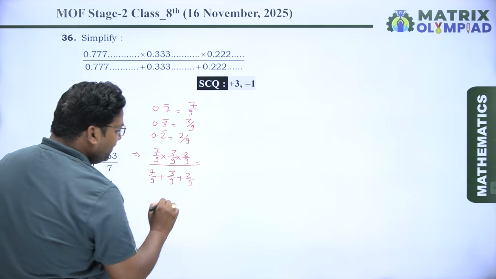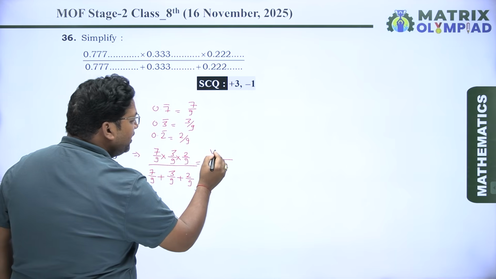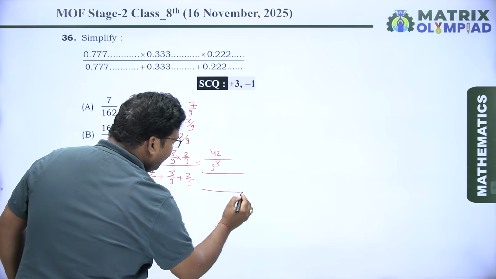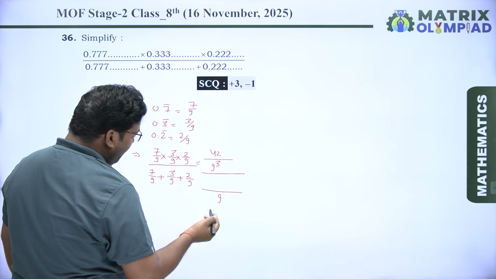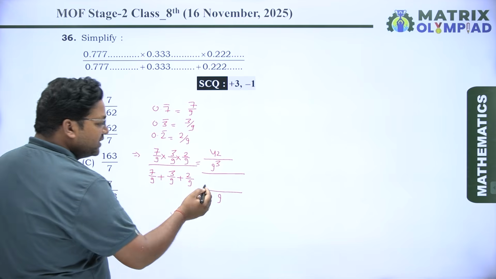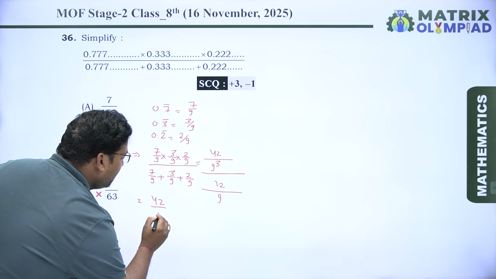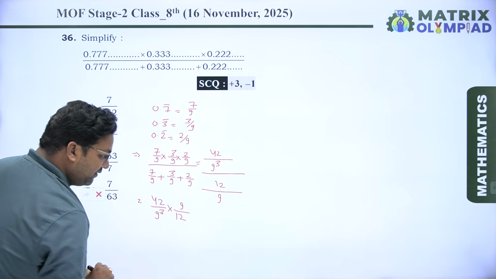Here you can see in the numerator, 7 3s are 21, 21 2s are 42, so it is 42 upon 9 cube. In the denominator we have to take the LCM, so the LCM is 9 and the numerator part is 7 plus 3 is 10, 10 plus 2 is 12. So it is 42 upon 9 cube into 9 upon 12.